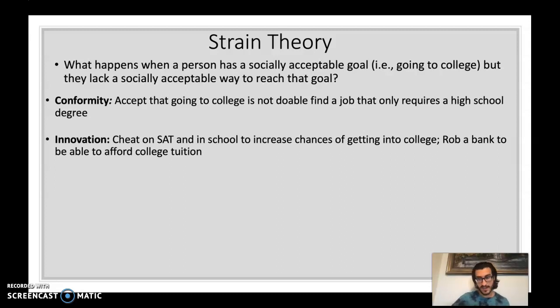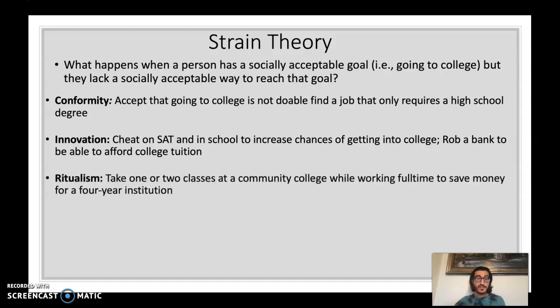An innovator, on the other hand, would be willing to engage in deviant behavior or in criminal activity even to achieve their goal. So for example, an innovator might cheat on the SAT in school to increase the chances of getting into college, or an innovator might rob a bank to be able to afford college tuition.